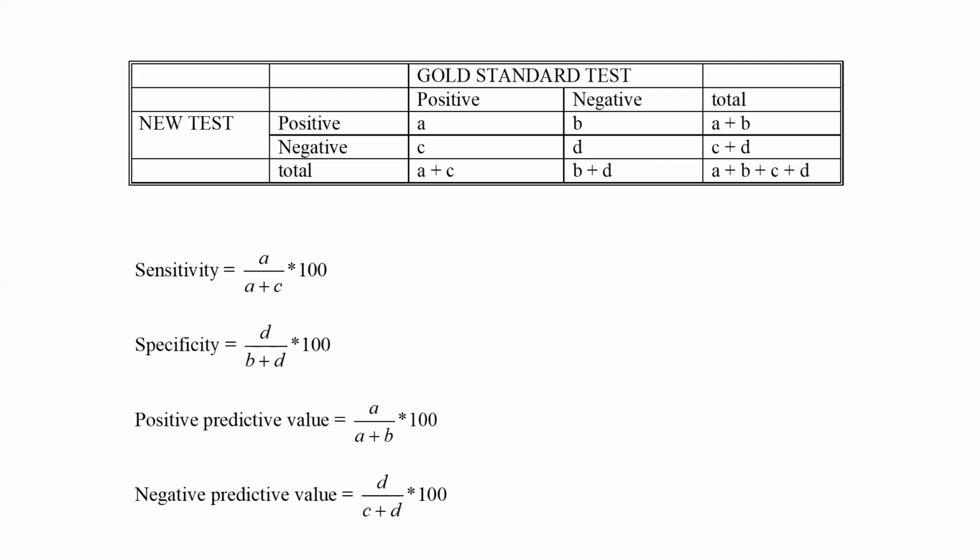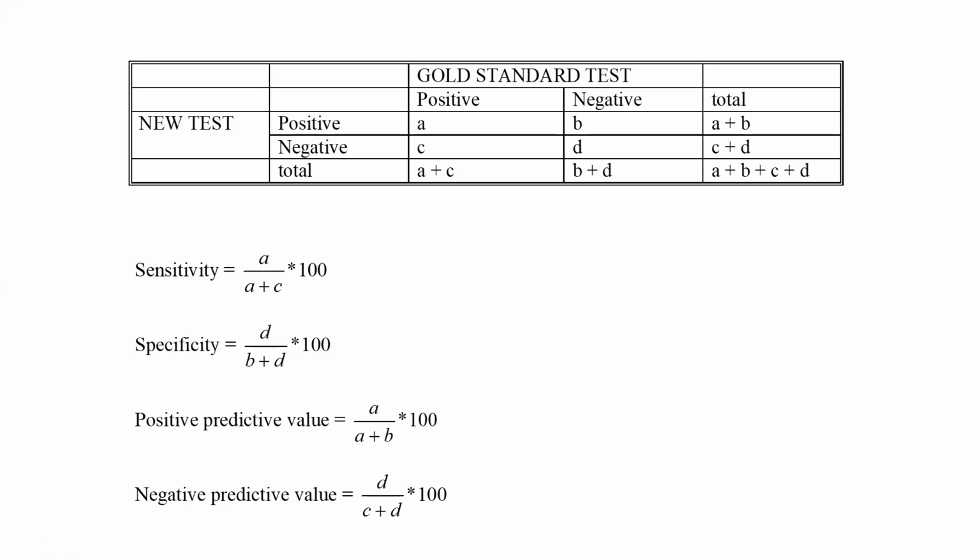Then we go to the positive predictive and negative predictive value. Positive predictive value means, out of these test positives, screening test positives, how many people actually have the disease? Negative predictive value means, out of these test negatives, how many actually don't have the disease?